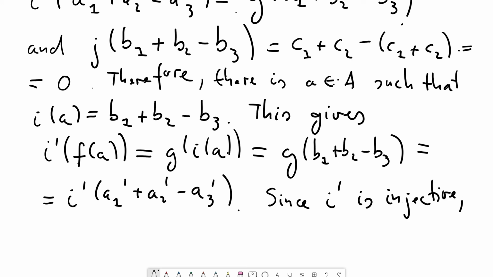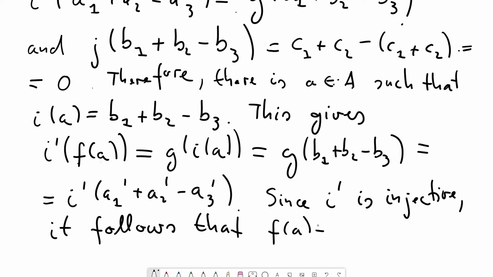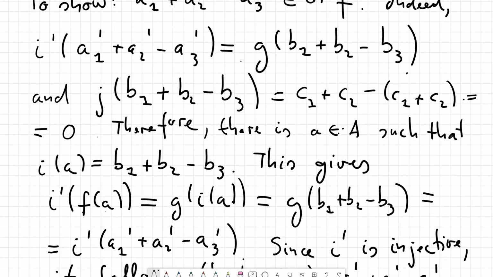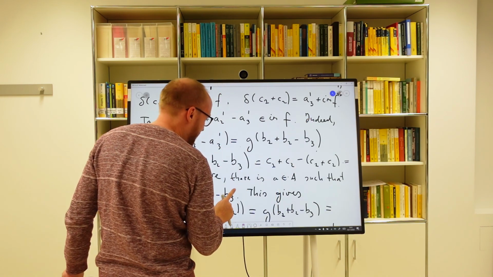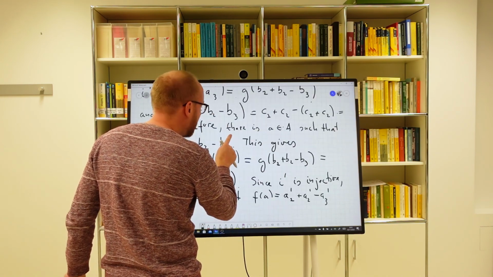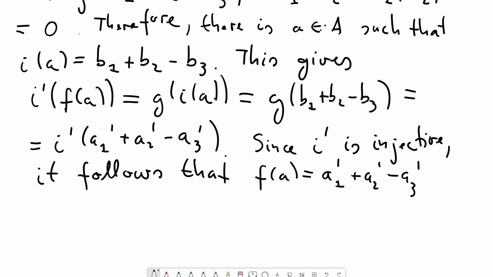it follows that what's in the argument here must be equal. That f of a equals a1 prime plus a2 prime minus a3 prime. And in case you forgot, this is exactly the equation we had wanted to show. Yeah? This a1 prime plus a2 prime minus a3 prime lies in the image of f. And it does because we just constructed the pre-image.